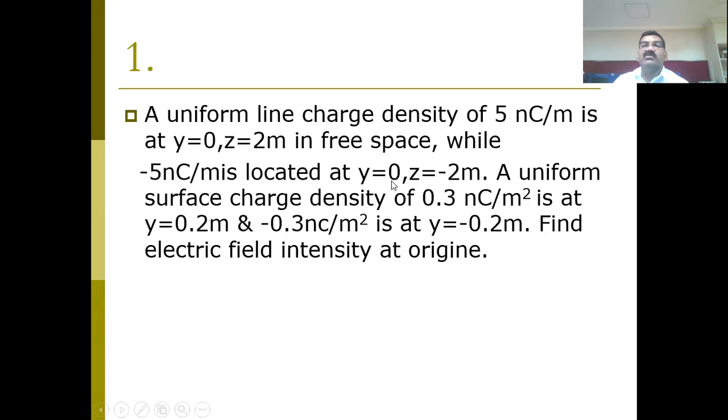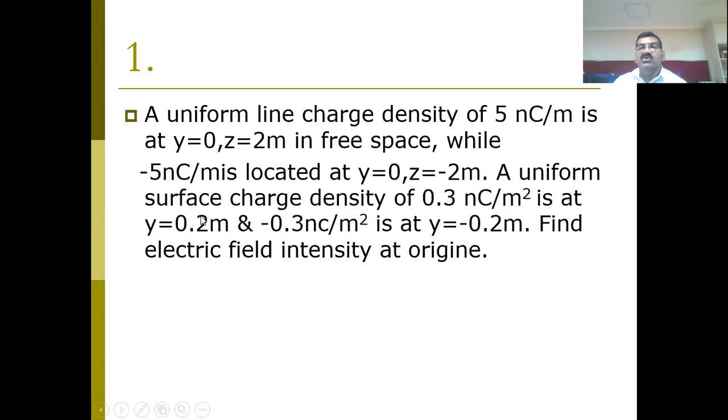Y equals 0 and z equals -2, parallel to x-axis. And here this charge is at z equals +2. Again, y equals 0, so the charge will be parallel to x-axis. So one is at z equals 2, one is at z equals -2. This way the charges will be there. You can quickly draw the diagram.